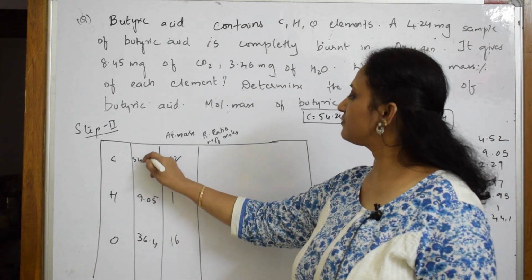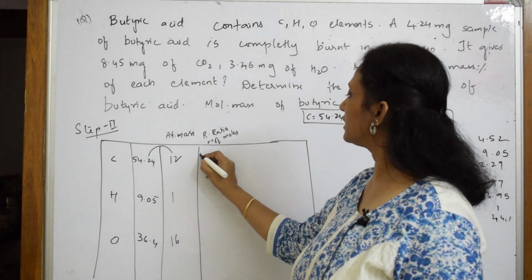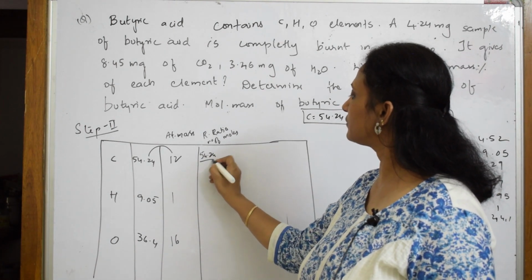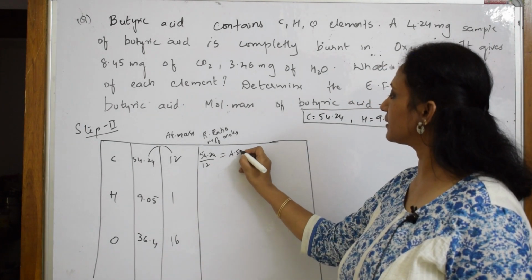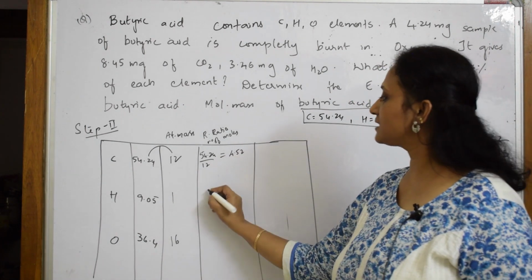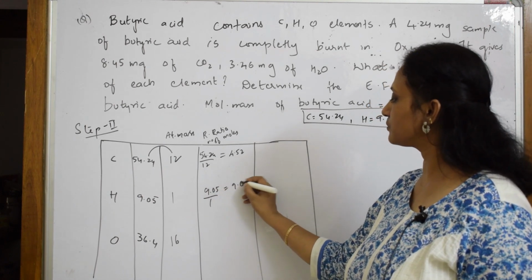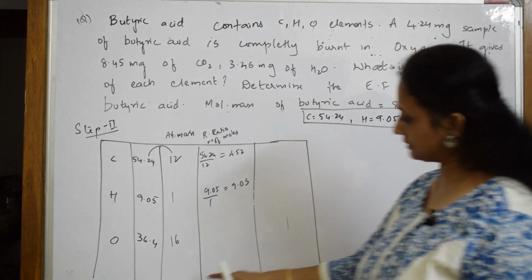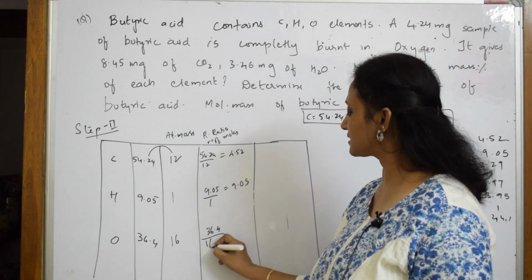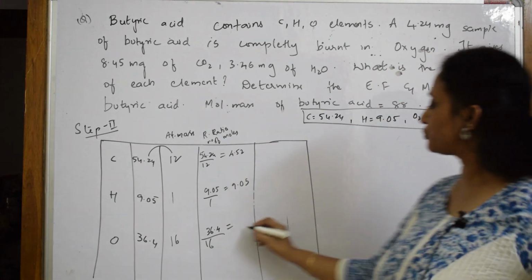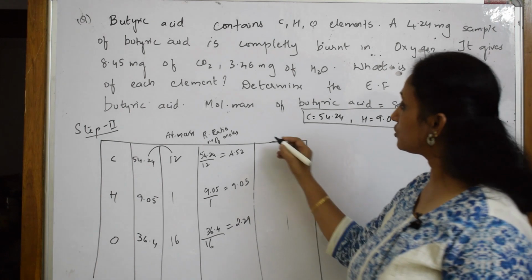So when I divide this by this, how much do I get? 54.24 divided by 12, I get an answer of 4.52. In the second case, 9.05 divided by 1, it is only 9.05. In the third case, 36.4 divided by 16, I get an answer of 2.29.